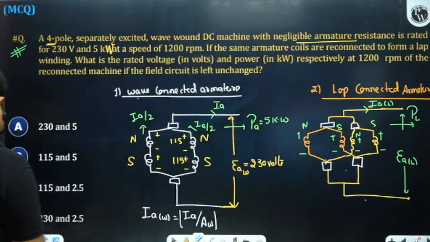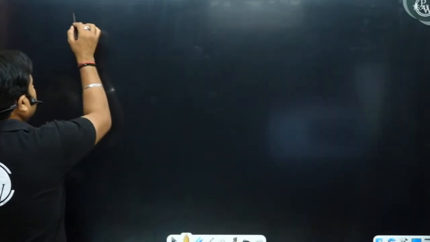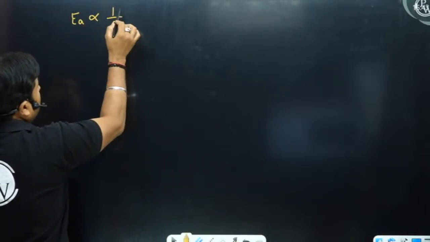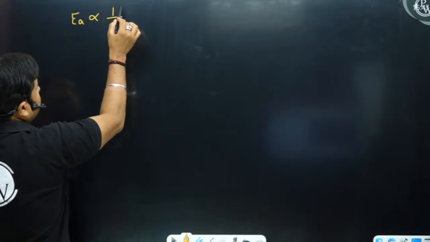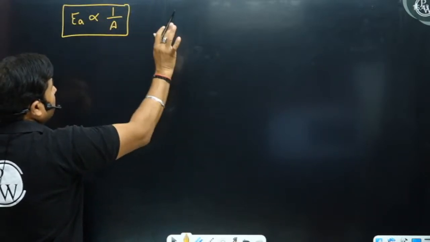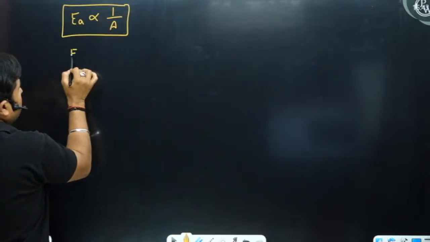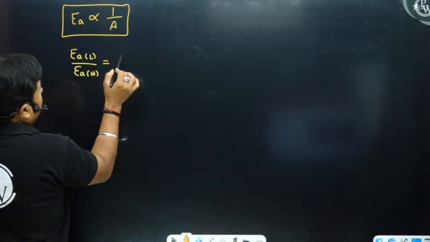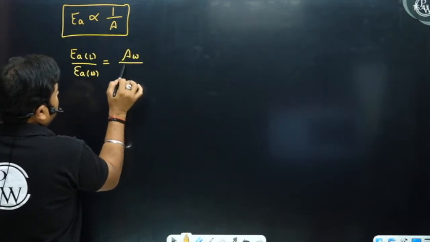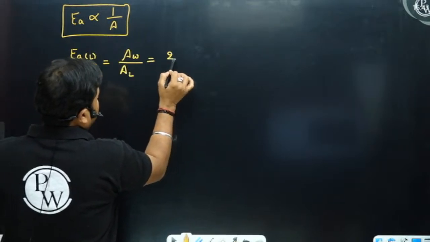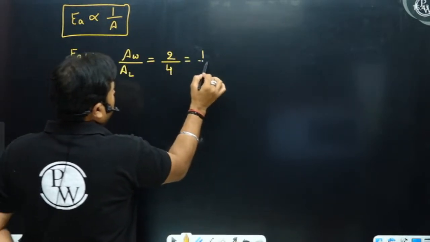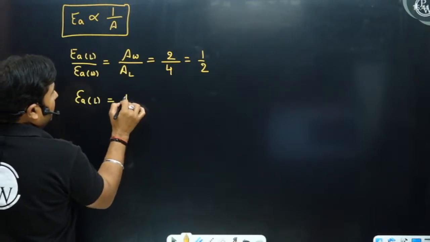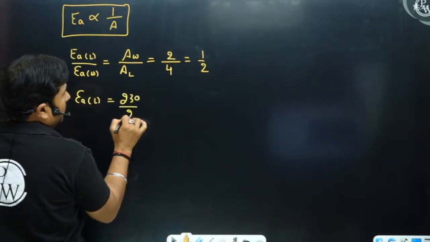let me create a relation. EA is proportional to number of parallel path if all other things are constant. So EA in case of lap by EA in case of wave will become A of wave by A of lap. A of wave, number of parallel path, 1 by 2. So it means induced EMF in case of lap will become 230 by 215 volt.